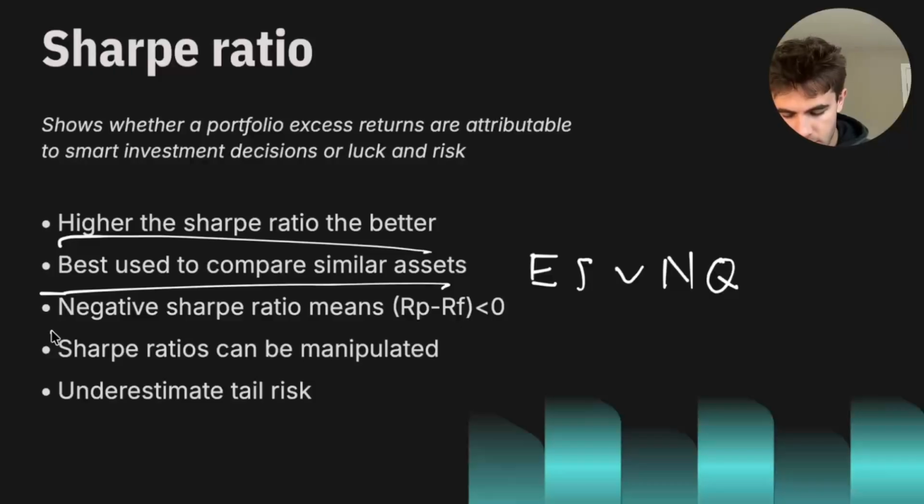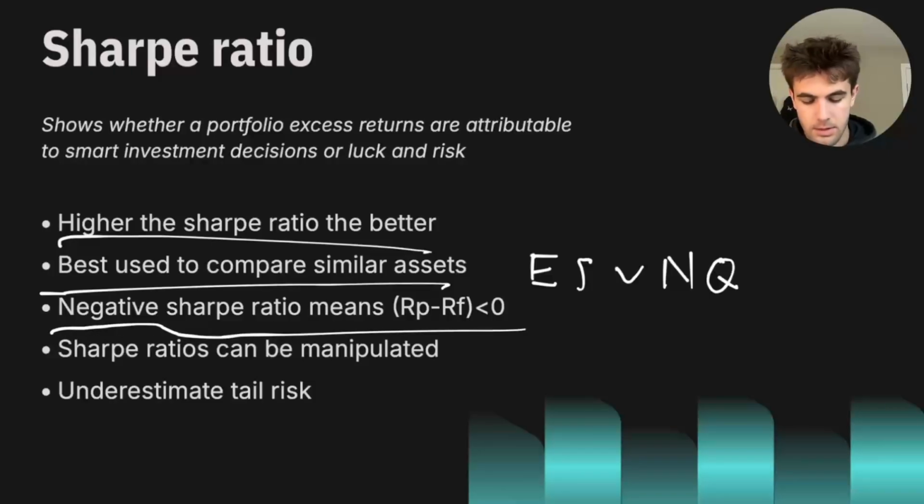A negative Sharpe ratio means that the returns of the asset are less than the risk-free returns. We'll get into that later. Sharpe ratios can be manipulated, so everything is calculated over a given time period, the returns and the standard deviation. So if you set that time period as long enough, you can make the volatility seem really low, and thus the Sharpe ratio really high.